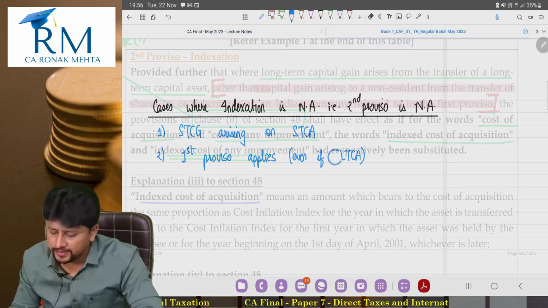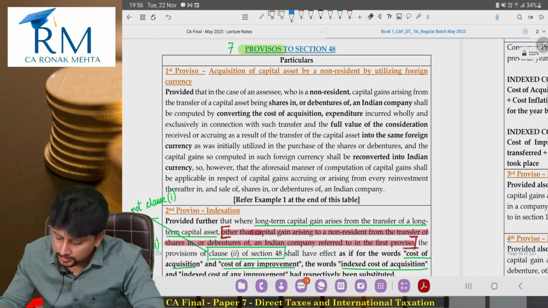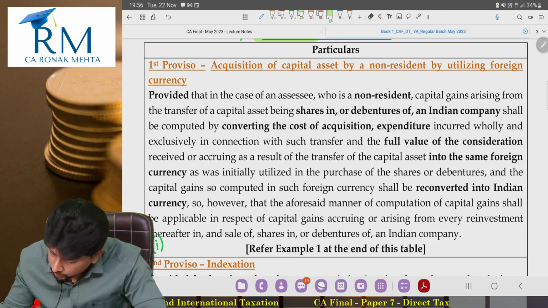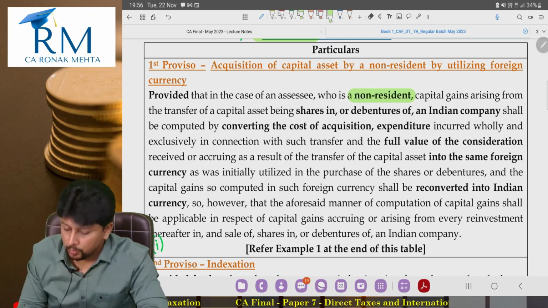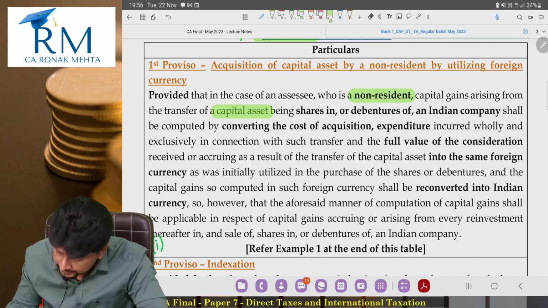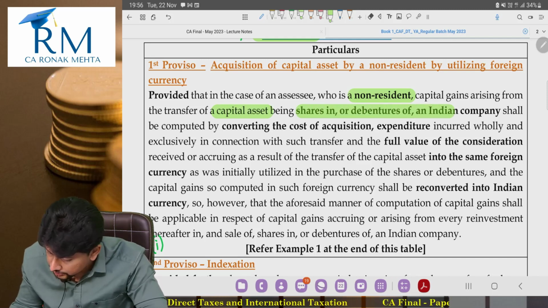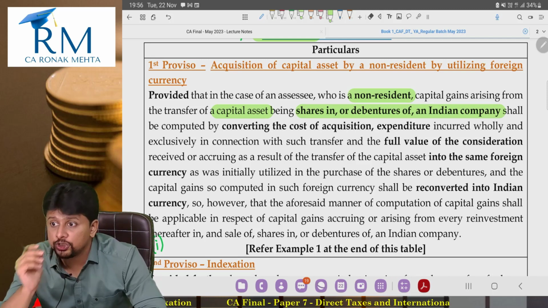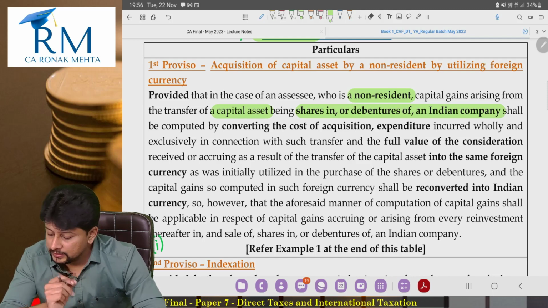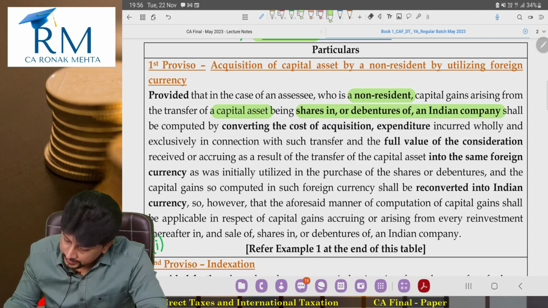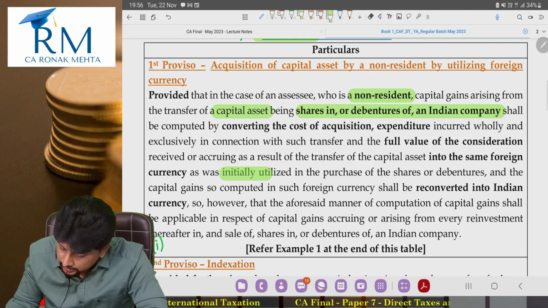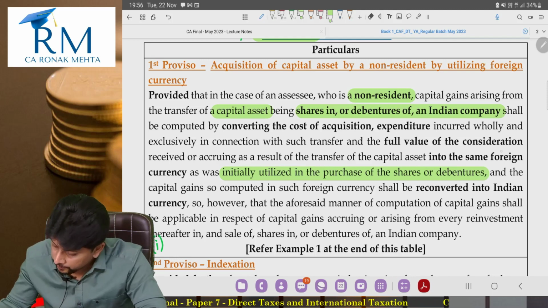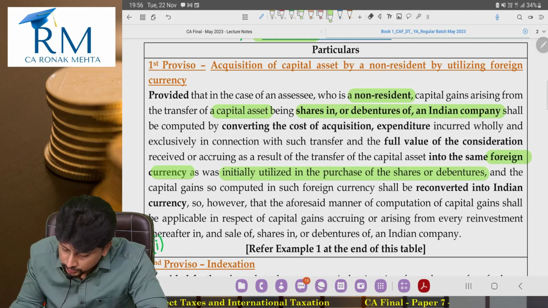Who is covered in the first proviso? A non-resident is covered, an assessee who is a non-resident. What is the capital asset? Capital asset is shares in or debentures of an Indian company. What is so special about the first proviso? The special thing is that initially, for the purchase of these shares or debentures, foreign currency was utilized.